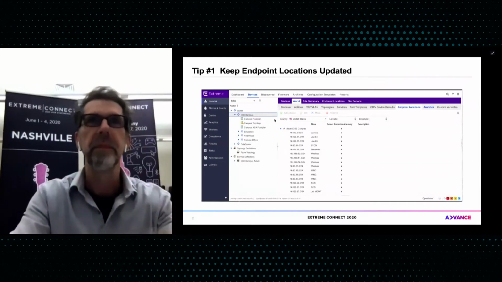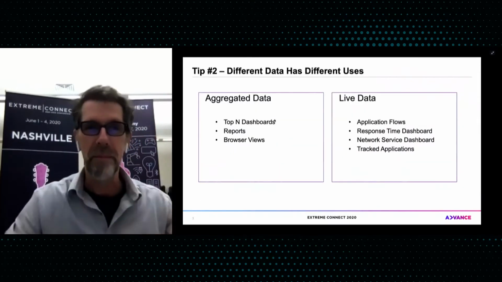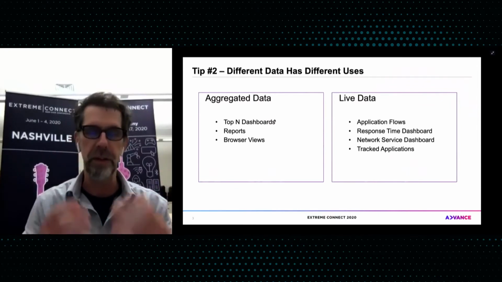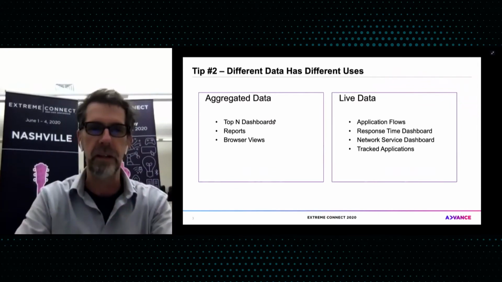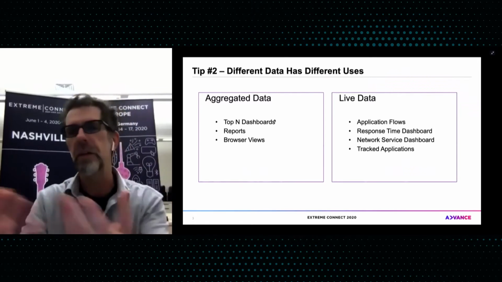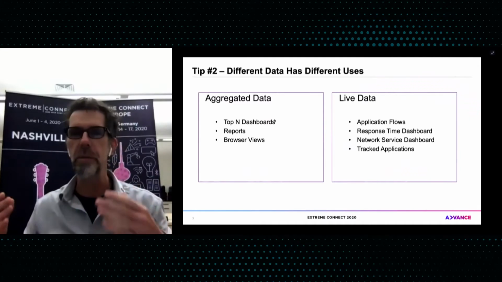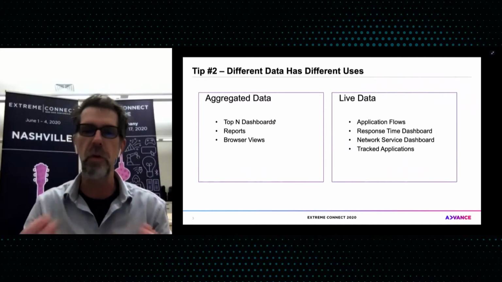Tip number 2: there are 2 types of data that come in from application telemetry and that are stored within the application analytics. One is aggregated data and the other is live data. Aggregated data really is meant for long-term statistics. It's meant for trending information.